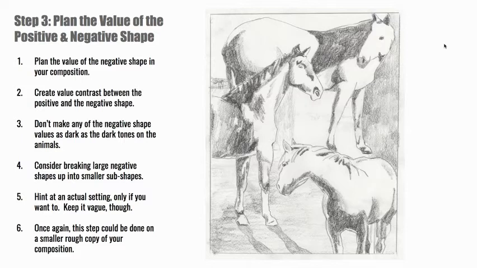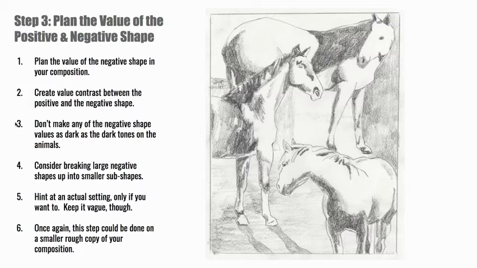So here's my example. What I'm doing now is thinking about the value of the negative shape in relation to the value of the positive shape. In other words, I knew that I wanted this chunk of negative shape on the far right to be a darker value than the horse's leg or the horse's body here. Or in general, I knew that I wanted the negative shape to be lighter than the positive shape.